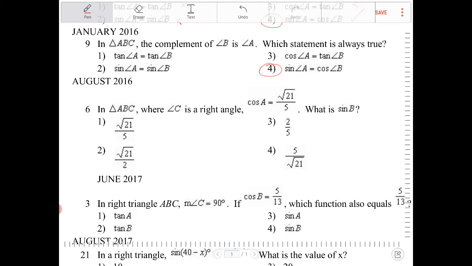Okay, August 2016, question 6. Triangle ABC, where angle C is a right angle, cosine of A is equal to square root of 21 over 5. What is sine of B? So, angle C is a right angle. Why is that important? Well, that's because if C is a right angle, that means this has to be A and that has to be B, or it could be the other way around. It really doesn't matter. But the point is this: A plus B is equal to 90. And if that's the case, cosine of A should equal sine of 90 minus A. And what is 90 minus A? Well, that's B, right? So in other words, sine of B is equal to the same thing, square root of 21 over 5. It's option 1.